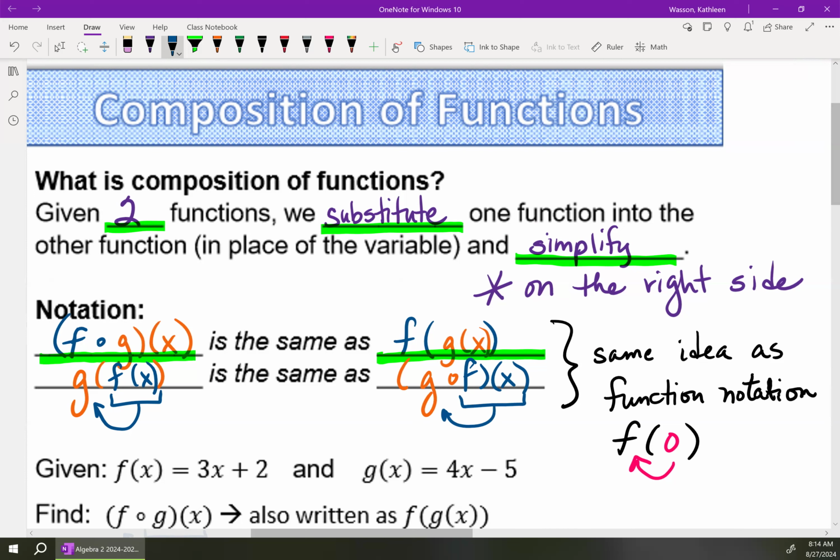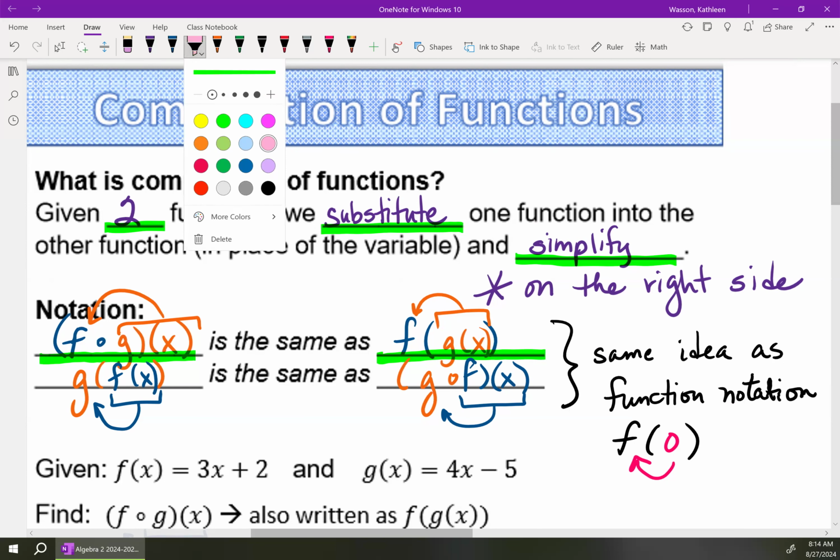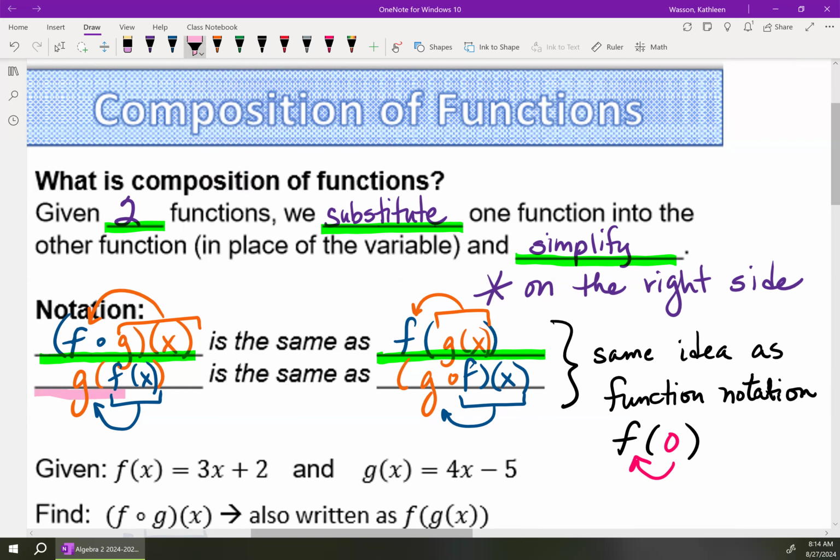The first two, we're putting g of x into the f equation. So the f function is our main template. And this second set, we substitute in an opposite way, so that we're substituting f into the g equation for both of these. And again, works the same way as if you had function notation and you put a number into a function.